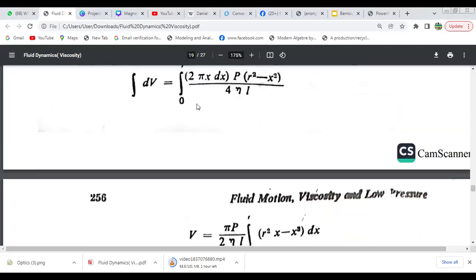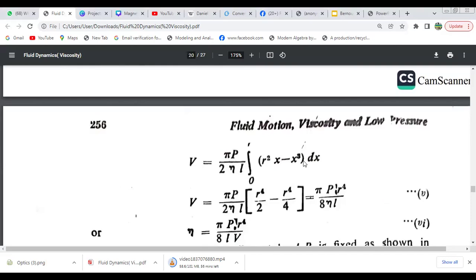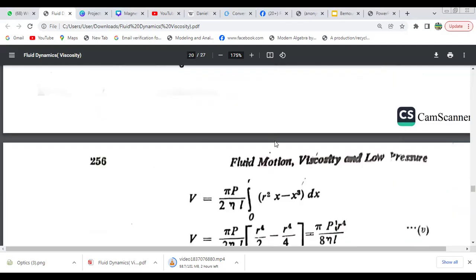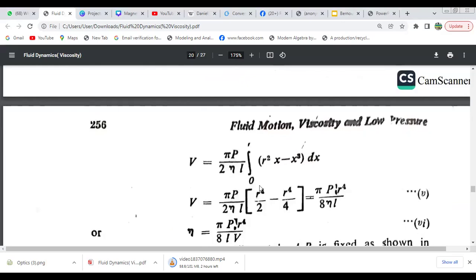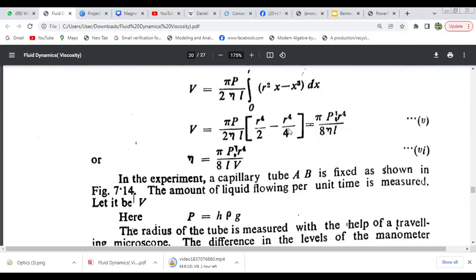The integration of dV equals V, and this integration is with respect to x. This is the constant. So R square x minus x cube. Now integrating x gives x square by 2, and x cube gives x to the power 4 by 4. This will be R square by 2 into x square. Just putting the upper limit and lower limit, we get... there is a mistake. This will be R square by 2, and this is R to the power 4 by 4. We get this easily.